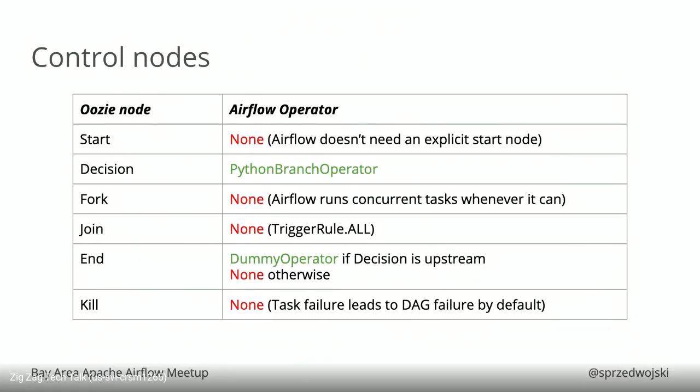These are the control nodes, and what's quite interesting and jumps out, I think, is that only 2 operators are needed for that. For the decision node, we use the Python branch operator, and for the end node, we use the dummy operator, but only if there's a decision node upstream. For the other control nodes, we don't need any Airflow operator, because either we can use a specific trigger rule, or Airflow doesn't need an explicit start and end node, or it just runs concurrent tasks whenever it can. So this really simplifies the workflows.